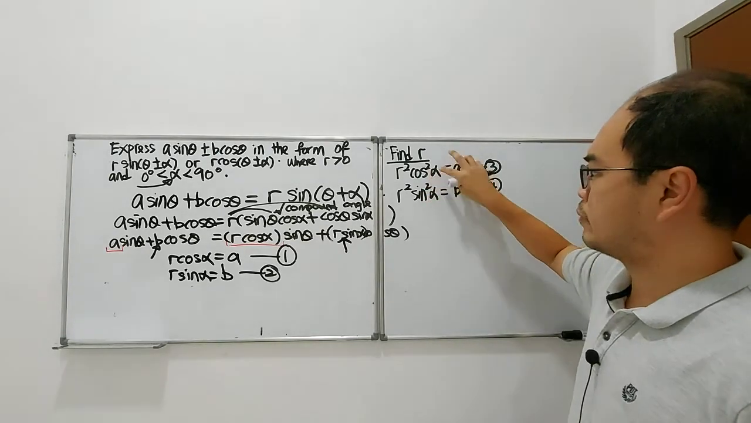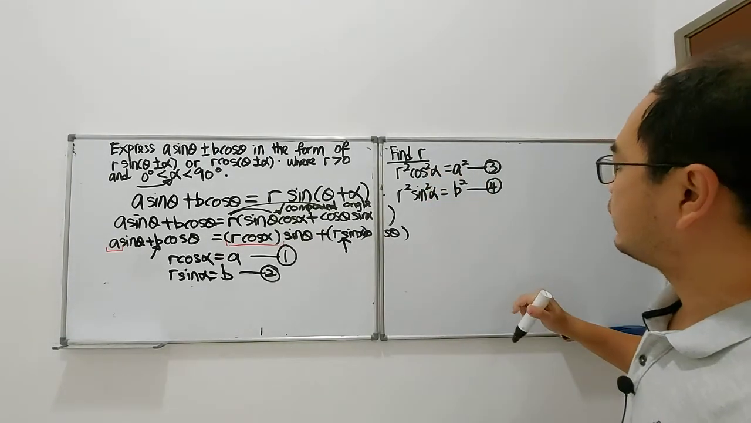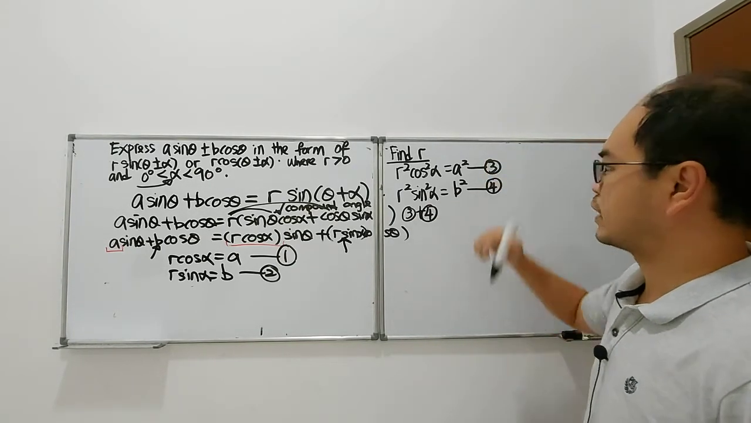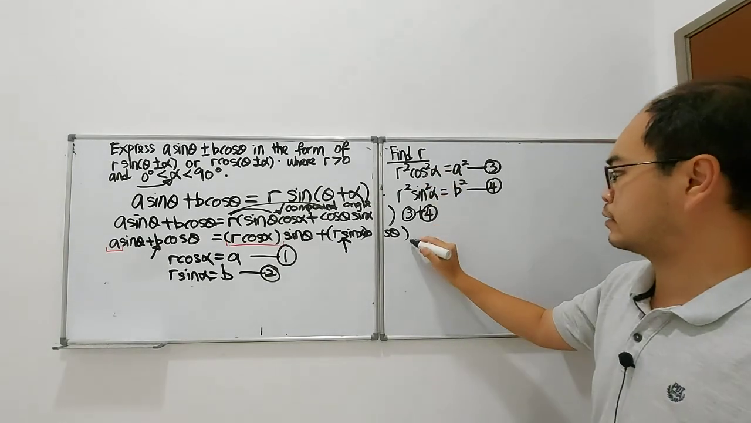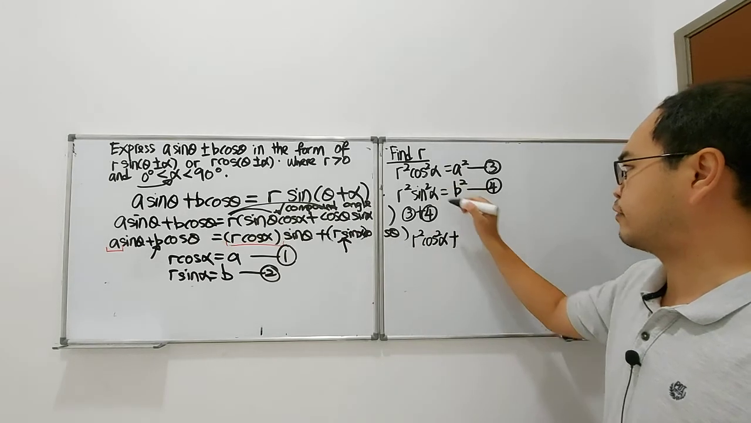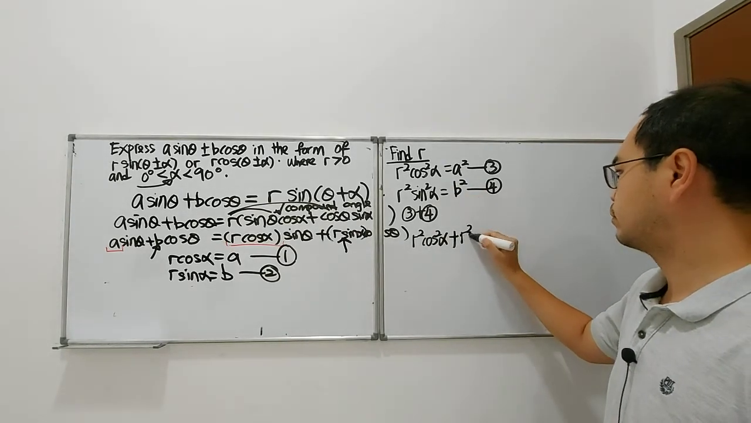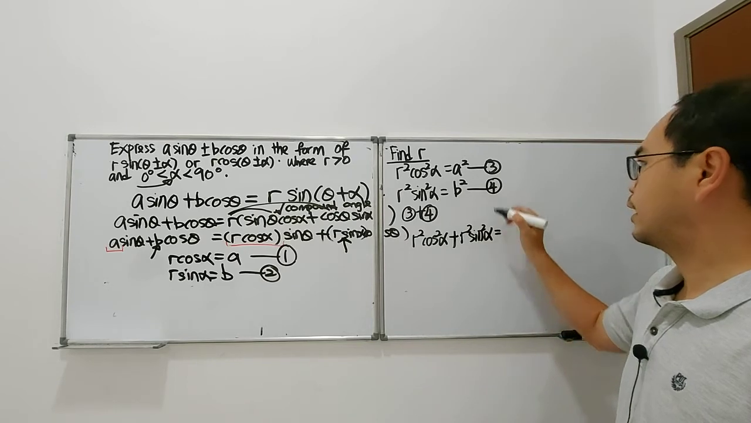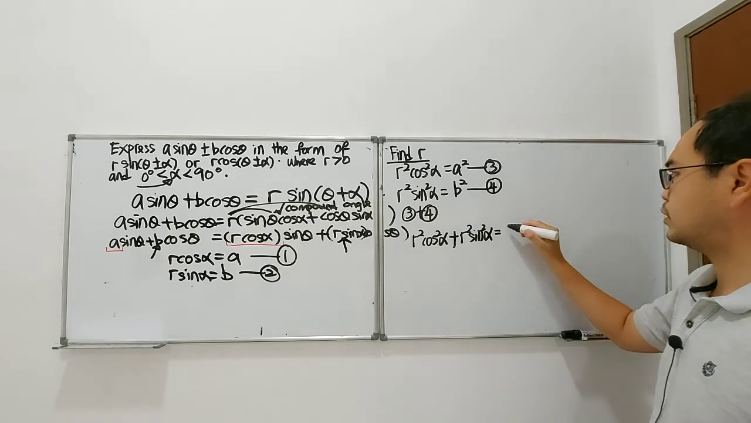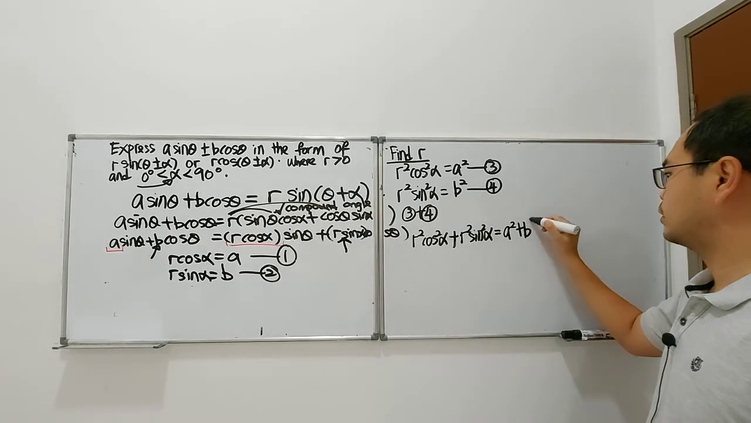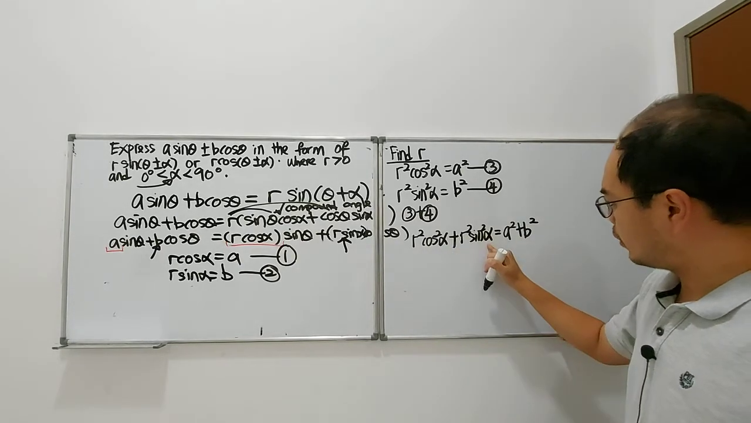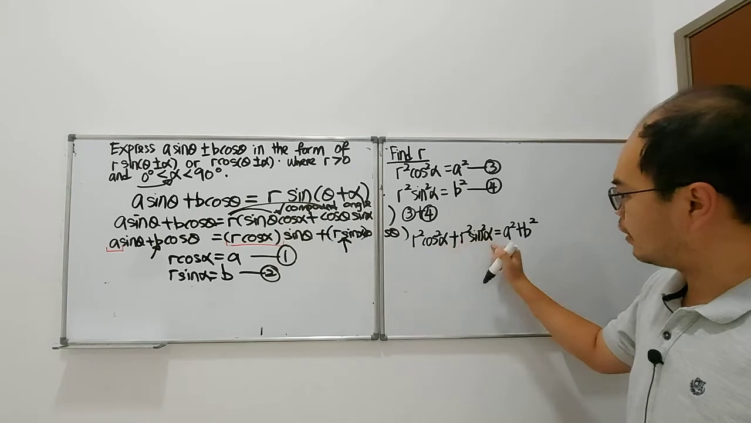I want to eliminate the alpha. So the best way here is I take equation 3 plus equation 4. I take the left hand side of equation 3 plus the left hand side of equation 4, and the right hand side of equation 3 plus the right hand side of equation 4, which is a square plus b square. So I want to get the alpha out of the equation.